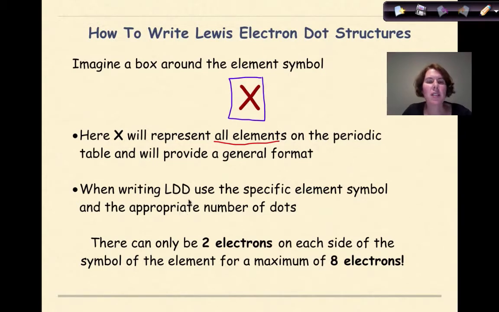When we write Lewis dot diagrams, we always want to use the specific element symbol written appropriately and the appropriate number of dots. Big thing that you need to remember is that there can only be 2 electrons on each side of the symbol of elements for a maximum of 8 electrons total.